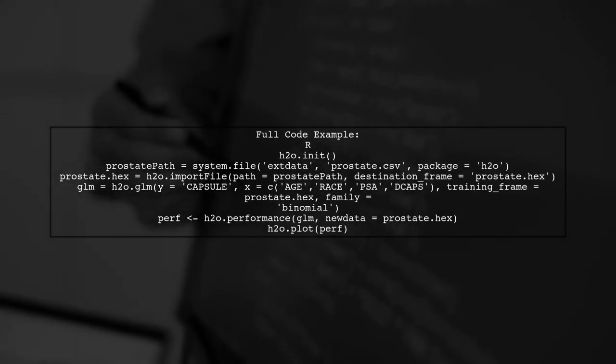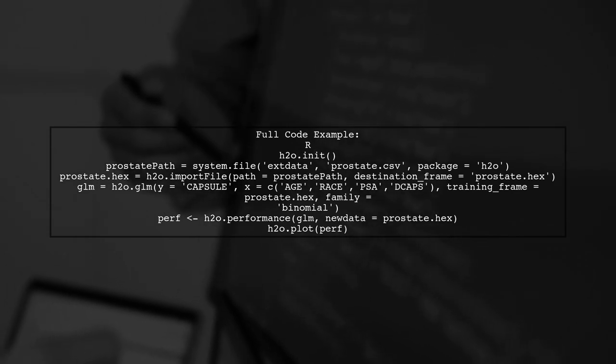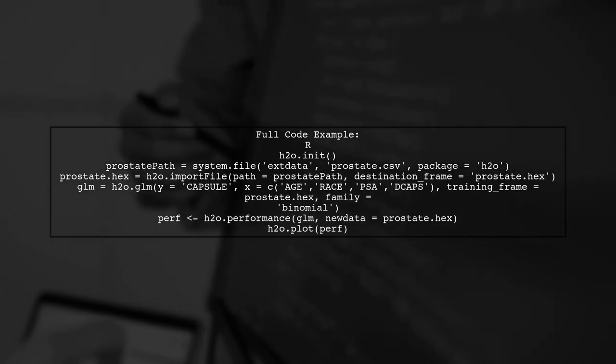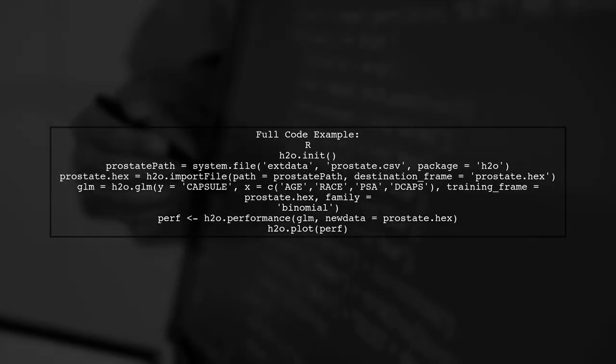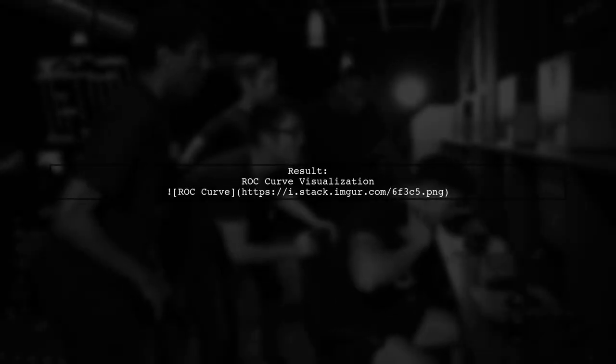Here's a full code example. First, initialize H2O and run a GLM model using your dataset. This code will generate the ROC curve, allowing you to visualize the model's performance.